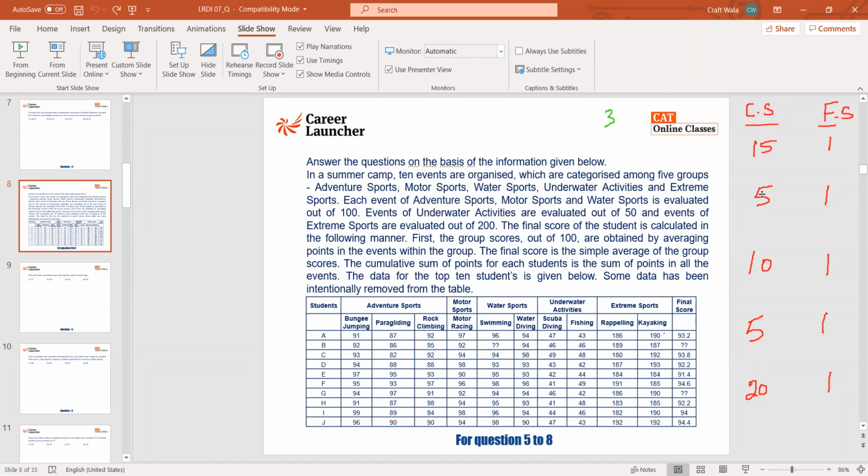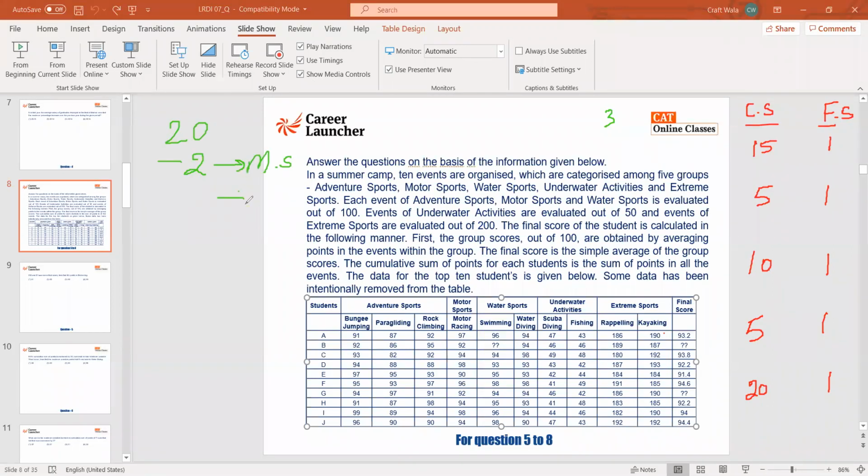In this table, if I see here 5 points, if the score increases by 1, that means my target first should be motor sports and underwater activities. So your target should be motor sports and underwater activities. So motor sports, let's see. Motor sports में कितना है? D has already 98. That means you can give him 2 more points. So totally we have 20 points, you can give him 2 in motor sports.